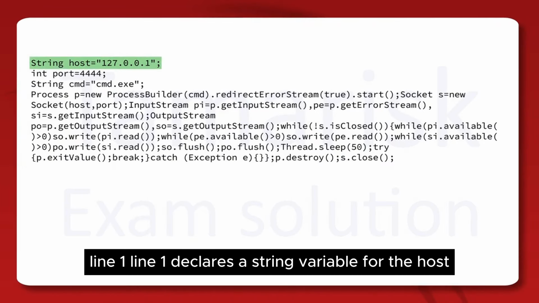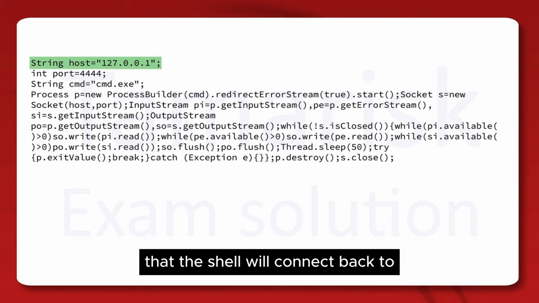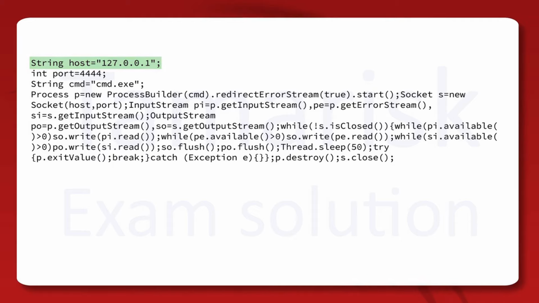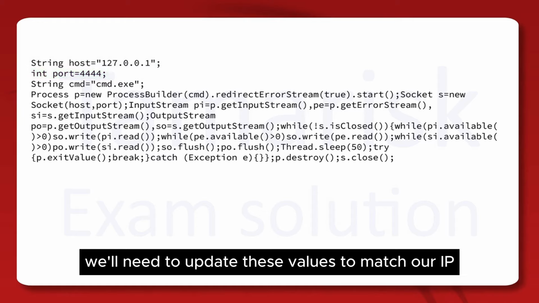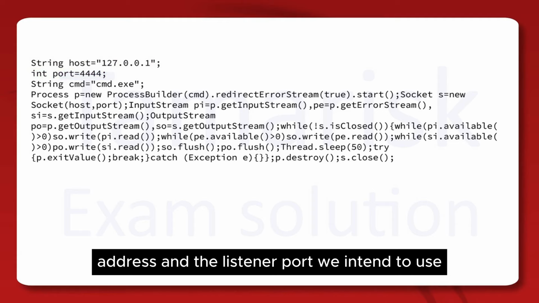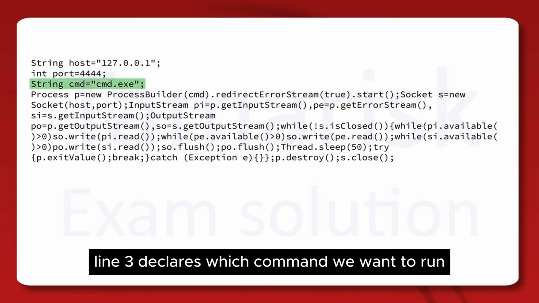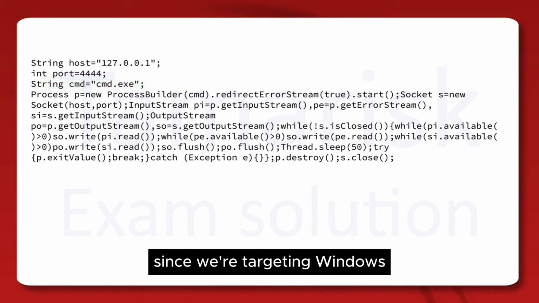Line 1 declares a string variable for the host that the shell will connect back to. Line 2 defines the port number to connect back to. We'll need to update these values to match our IP address and the listener port we intend to use. Line 3 declares which command we want to run. Since we're targeting Windows, we will leave this value as is.